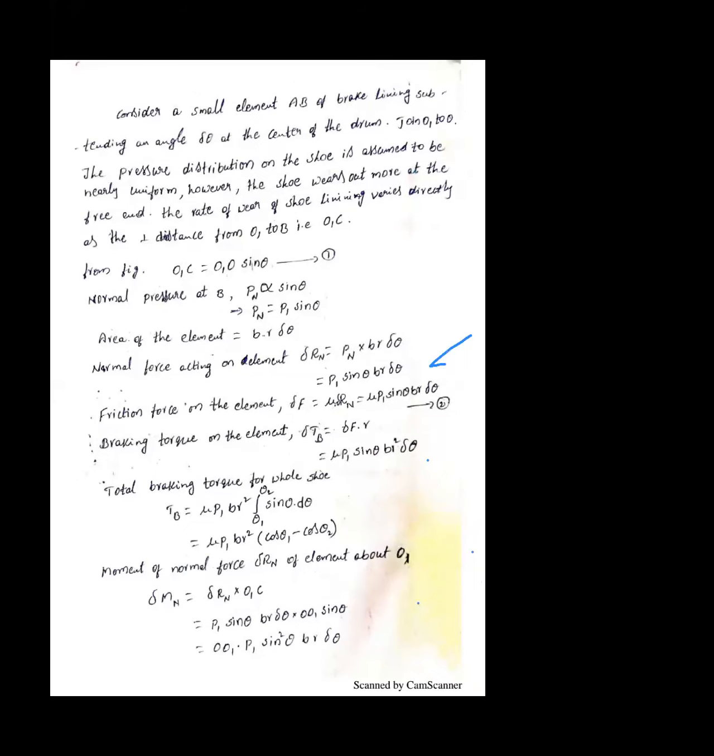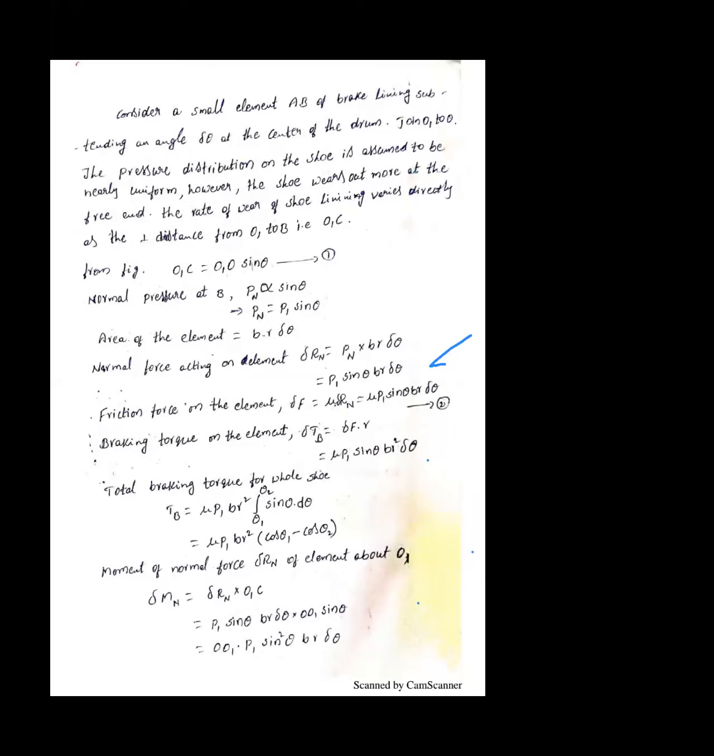So the normal pressure Pn is there. So delta Rn equals Pn into Br delta theta. Again, Pn is equivalent to P1 sin theta. Just substitute the value in our equation. So P1 sin theta Br delta theta is the normal force acting on the element.